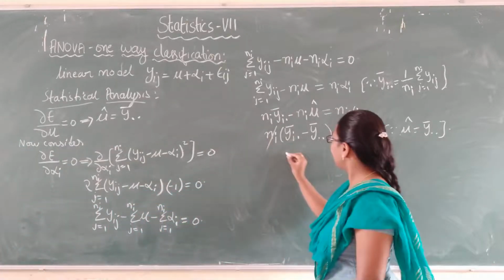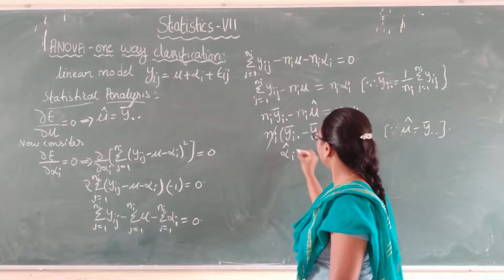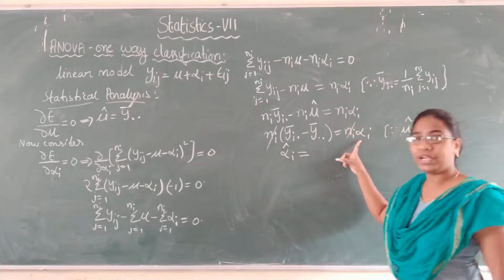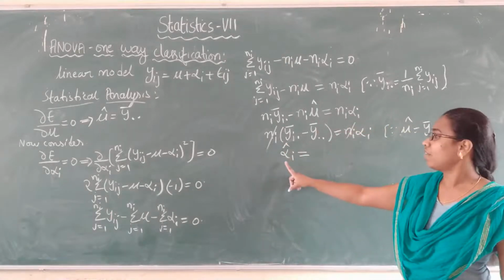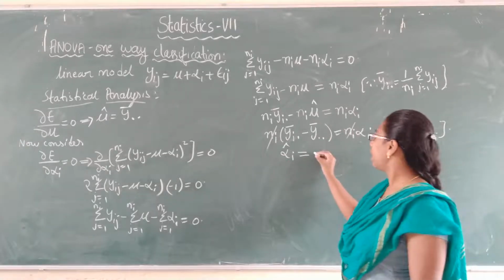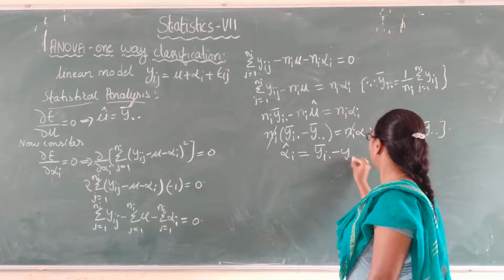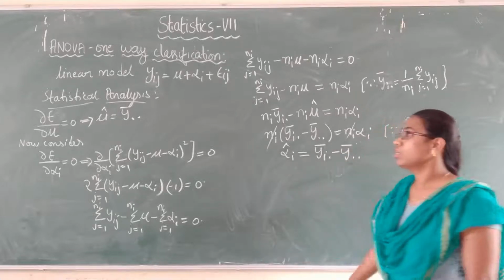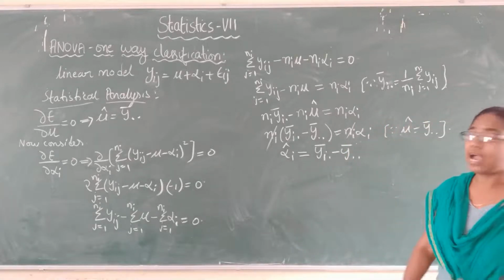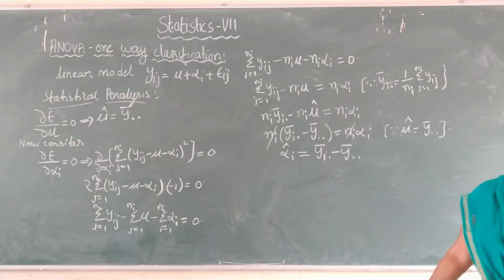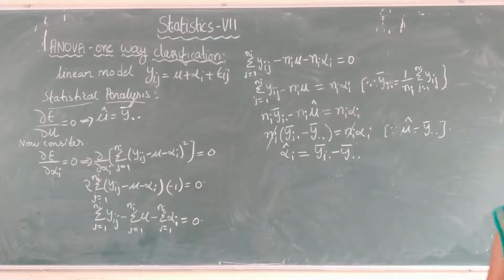So ni cancels, and therefore alpha i hat, the estimated value of alpha i, we write as yi dot bar minus y double dot bar. So now we have the mu hat value and also the alpha i hat value. We will substitute this mu hat and alpha i hat value in our error formula.